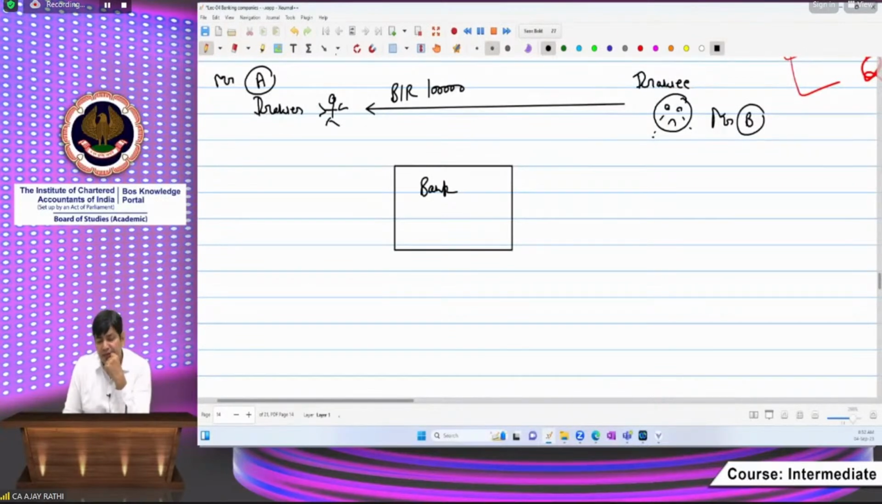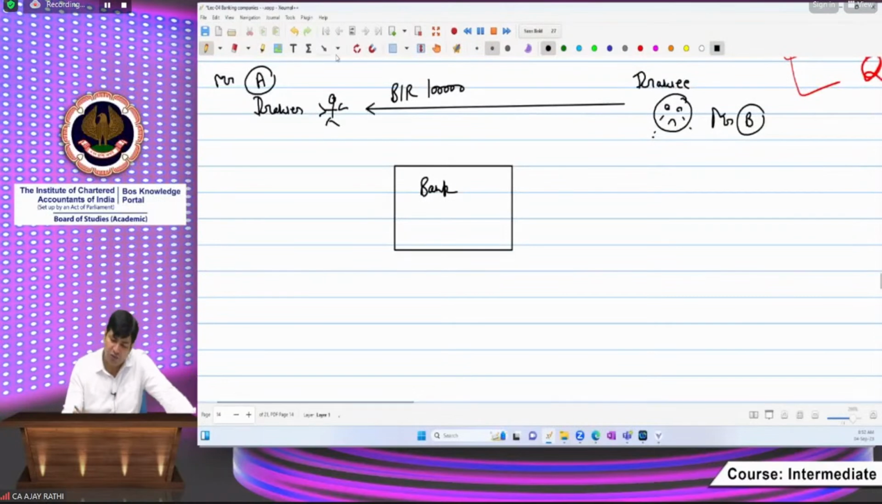Okay, beta. Situation number 2, where we have already learned that he may go to bank and discount the bill. The interest amount is the income for bank, and expense for Mr. A. That is situation number 2. Now, a third situation is also there.